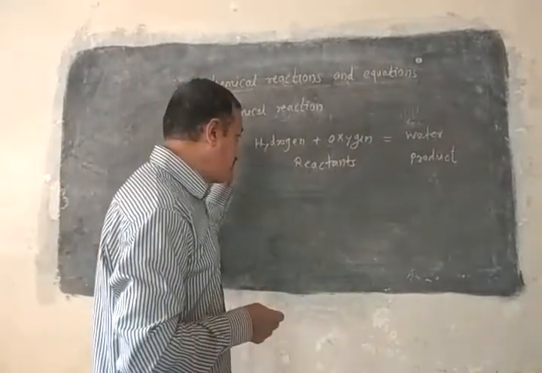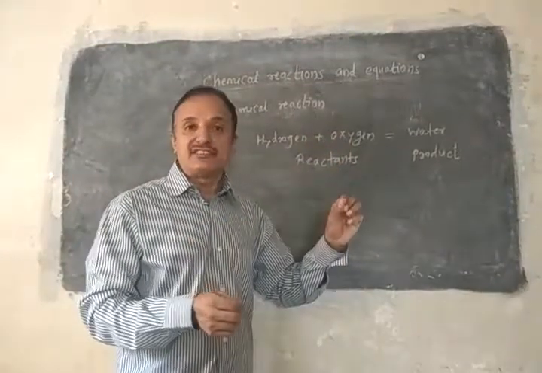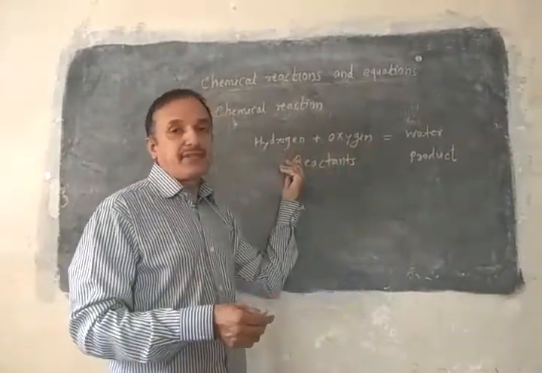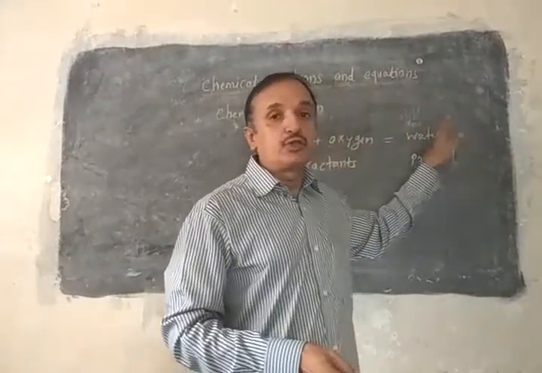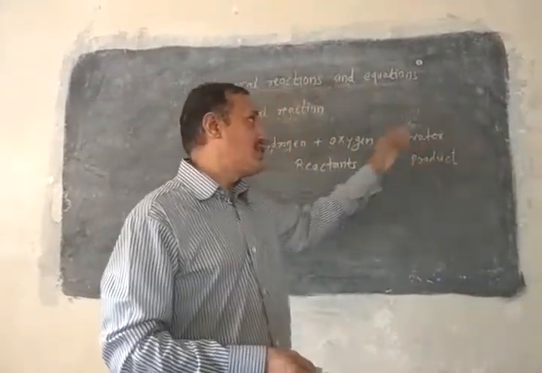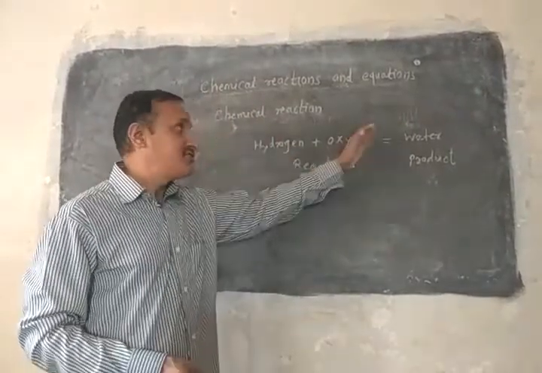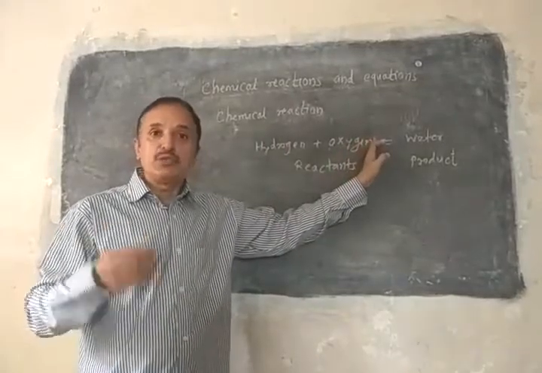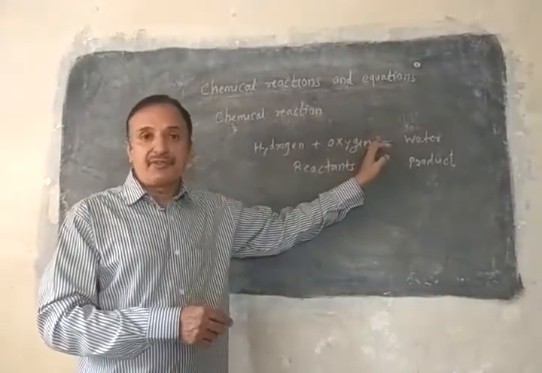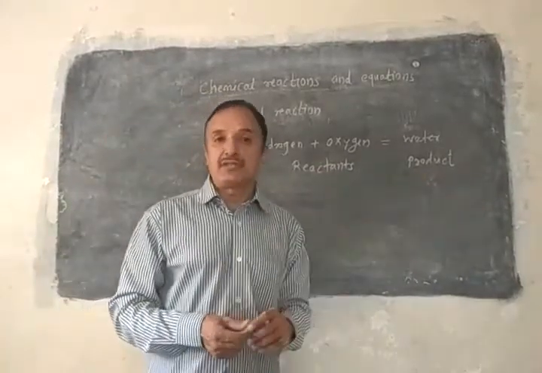The substances which combine are on the left side, and the substances which are produced are on the right side. So the right side are the products, and the left side are the reactants. When we represent this equation by using chemical formulas, then it is called a chemical equation.